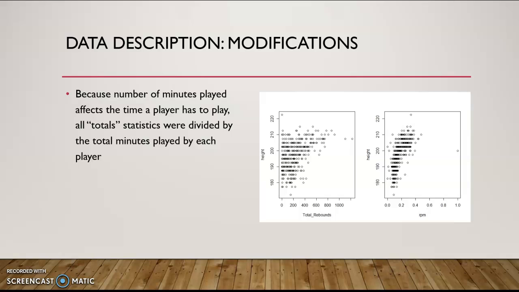So, for example, rather than having total rebounds, you're now going to have rebounds per minute, which is a much smaller number, but it makes it much easier to compare against each player now that you know that minutes played is not a factor. And you can also see it on the graph here. On the left is total rebounds as the variable, while on the right is rebounds per minute. And you can see there's a much clearer and more defined trend for the right graph compared to the left one.